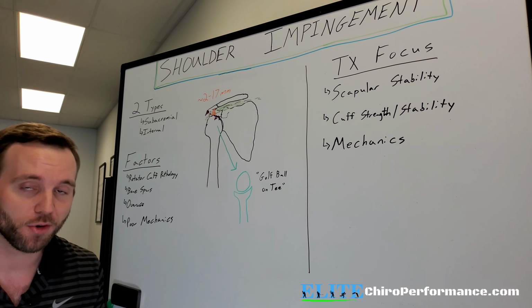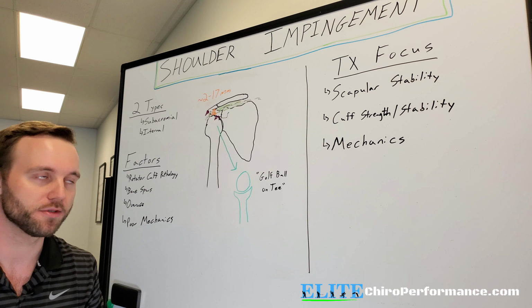So in summary, it could be some rotator cuff pathology, some problem there. We could have bone spurring. I didn't put it here, but I could say arthritic problems, same thing. And then the things we can control: overuse, poor mechanics. So we're spending a lot of time on that.